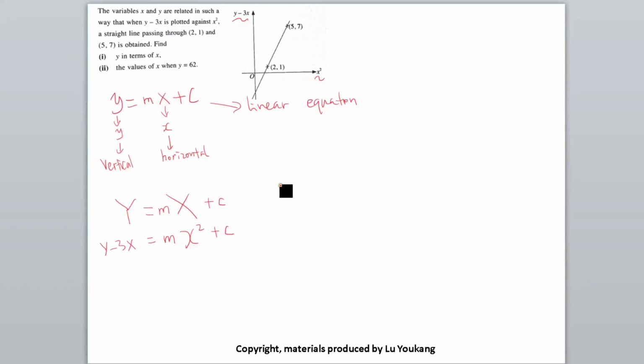So basically, we learn what we learn in A-Maths, and we make use of the concept and we apply it here. So this is called linear law.